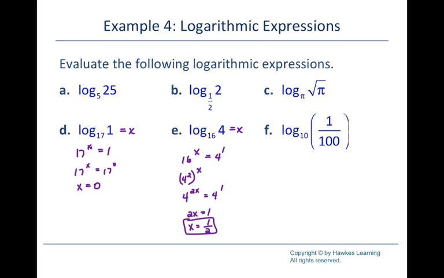Log base 10, 1 over 100. Well, 100 is 10 squared, but it's in the denominator. So if we want to match bases here, you could do it that way. Log base 10 of 10 to the negative 2. That's 1 over 100, 10 to the negative 2. So our answer is going to be negative 2.